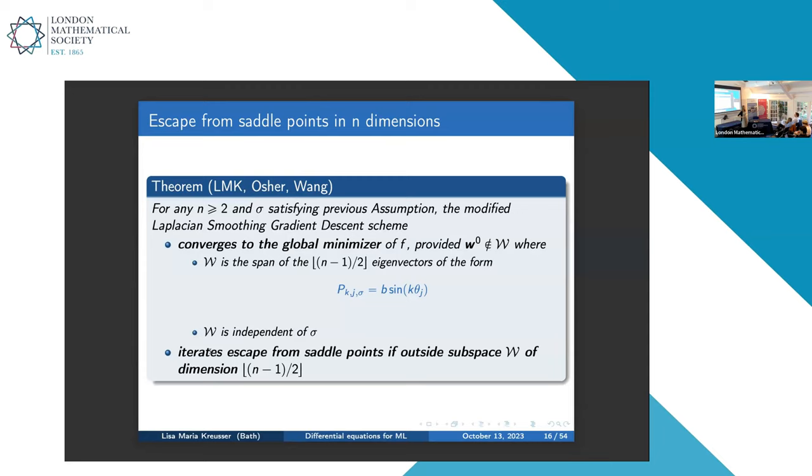So it is quite nice to see that using these perturbations and this additional smoothing, we were able to get a significantly smaller subspace where we might run into a saddle point than in other deterministic approaches.